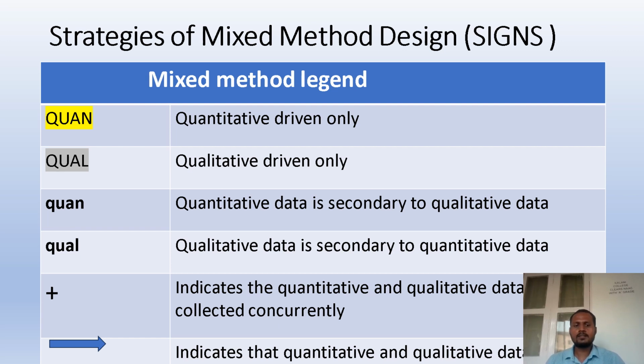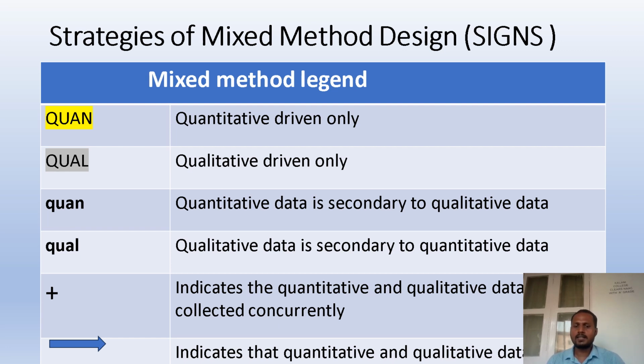After that, followed by QL. QL is nothing but qualitative data or qualitative approach. We can say here qualitative data is given more preference or priority than quantitative data. Then the word quan is written here in small letters. It stands for quantitative data being secondary to qualitative data. It means that the dominant strategy here is qualitative data, and after that the word QUAL is written in small letters. It indicates that qualitative data is secondary to quantitative data. It means your qualitative data is secondary and your quantitative data is the dominant strategy or major one.